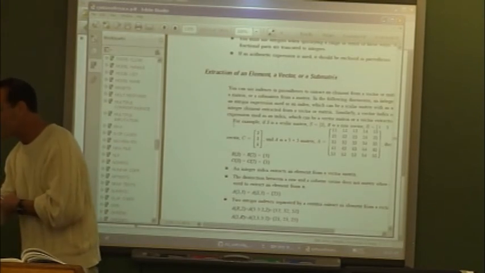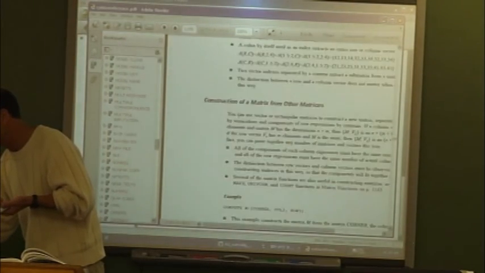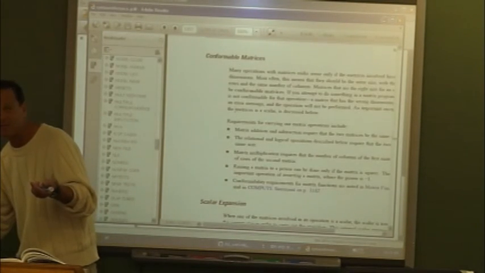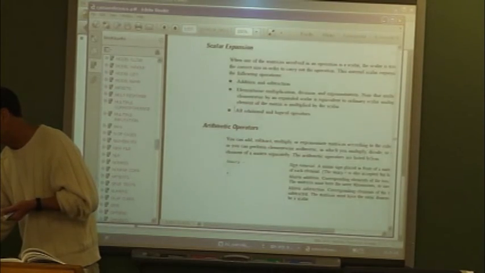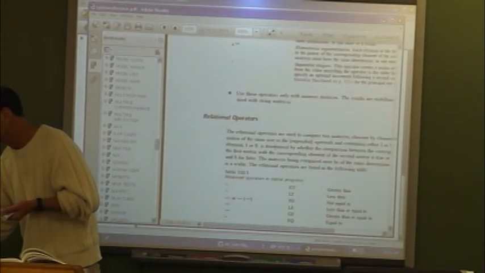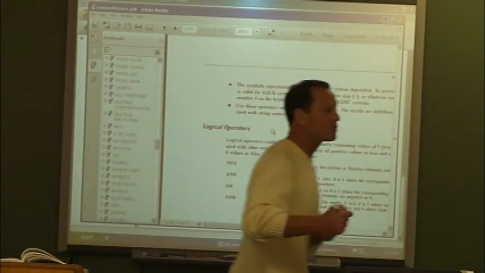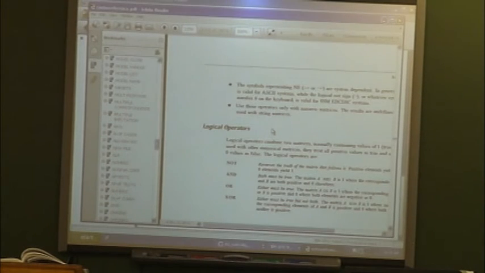So, look, extraction of an element, a vector or submatrix, construction of a matrix from other matrices, conformable matrices. You learn what that is, conformable matrix. Scalar. The scalar is just this, everybody. I didn't get into it here, but this is just what a scalar is. 1, 3, 2, 2, 5. It's a scalar, individual. That's all it is. That's called a scalar.